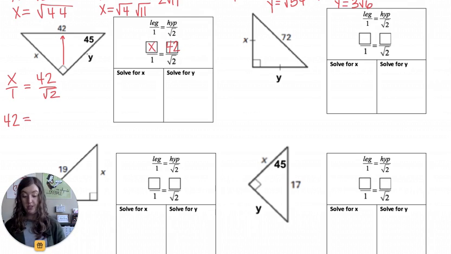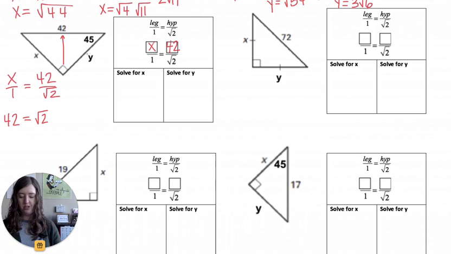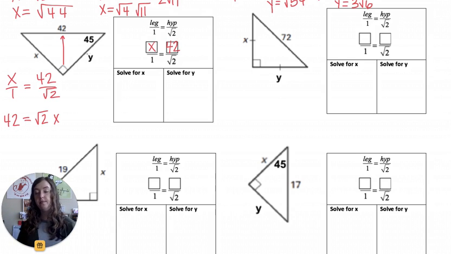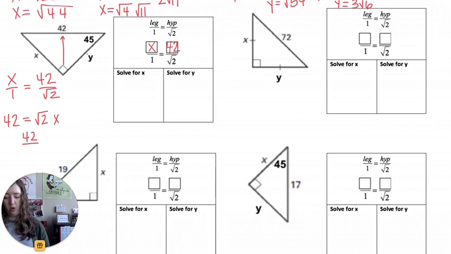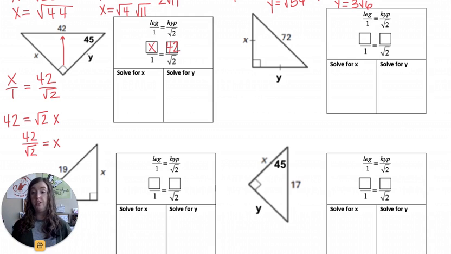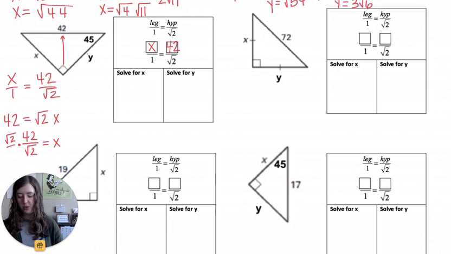And the square root of 2 times x is just the square root of 2x. Now, if that were a 2x, we would divide by 2 on both sides, right? So we're going to treat it the exact same way even when we have the square root of 2. So we've got 42 over the square root of 2 equals x when we divide by the square root of 2 on both sides. Now we need to rationalize our denominator. So that means we need to multiply by the square root in our denominator. So we're going to multiply by the square root of 2 over the square root of 2.